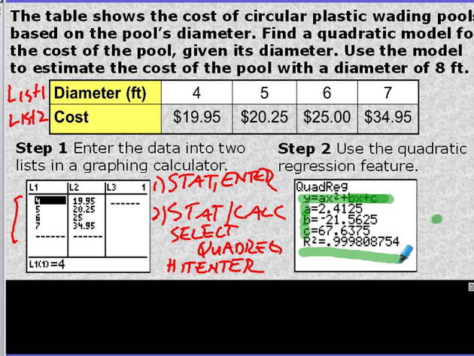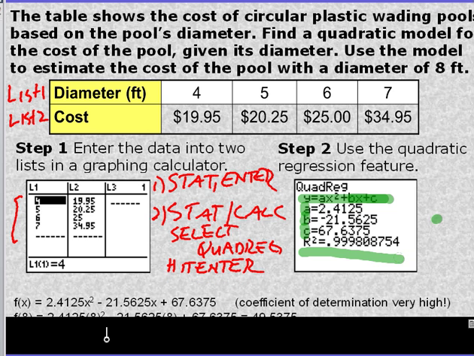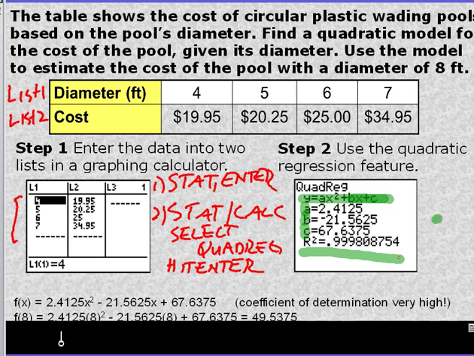Notice the R squared coefficient of determination is very high. So this is what we got for A, B, and C. So that means our quadratic equation is going to be, and I would probably round to the 100th, but they actually use the whole numbers. So it's going to be 2.4125 x squared minus 25.5625 x plus 67.6375. So that is our quadratic model.